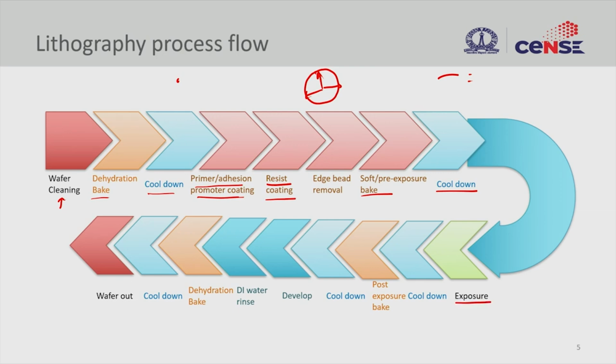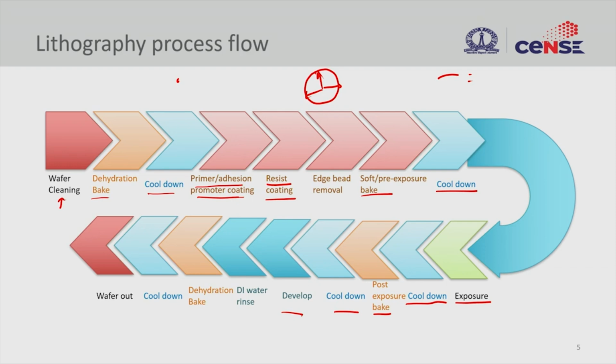Now you will illuminate it. After illumination, again you cool it down, because illumination will create some heat as light is absorbed. And then after cooling down, you also bake it. It's called post exposure bake, and then cool it down, and then after cooling it down, you develop. And this is an important step that dissolves whatever is exposed during your exposure step, right?